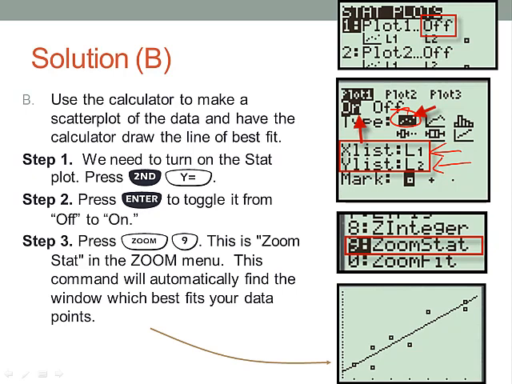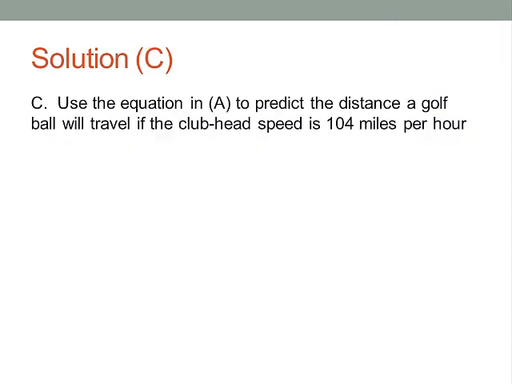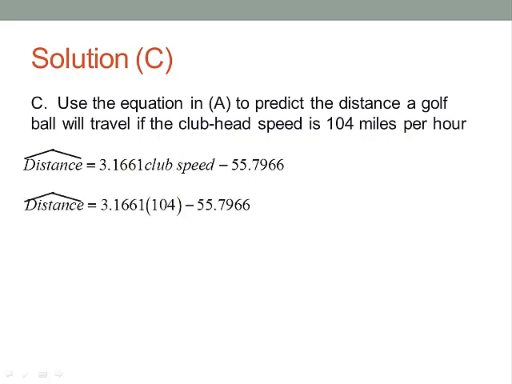And Excel is actually not bad at doing regression equations. Part C, use the equation in Part A to predict the distance a golf ball will travel if the club head speed is 104 miles per hour. Okay, then again, there's our formula. Plug in 104 for club speed. See how easy that is that we have it written this way? Club speed is 104. I don't have to go back and reinterpret all of that. Just plop the 104 in for club speed.